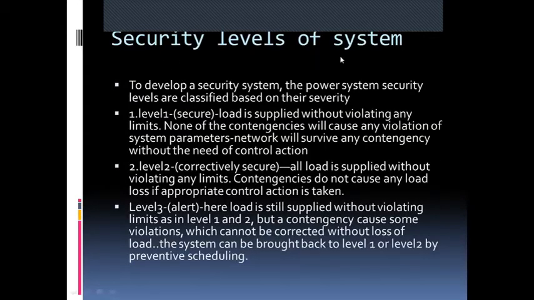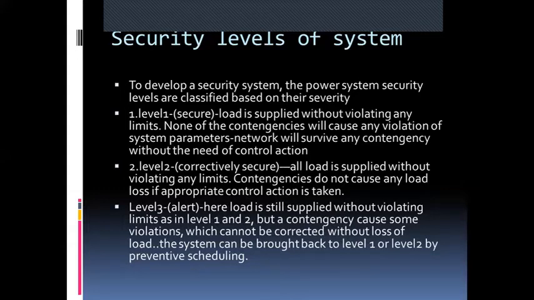We have security levels of the system. To develop a security system, the power system security levels are classified based on the severity: level 1, level 2, level 3, level 4, level 5, level 6. This is similar to what you studied in module 1 about different states of the system. Recall that. Level 1 is considered the secure level, where the load is supplied without violating any limits. That means the generation and the load demand are balanced.